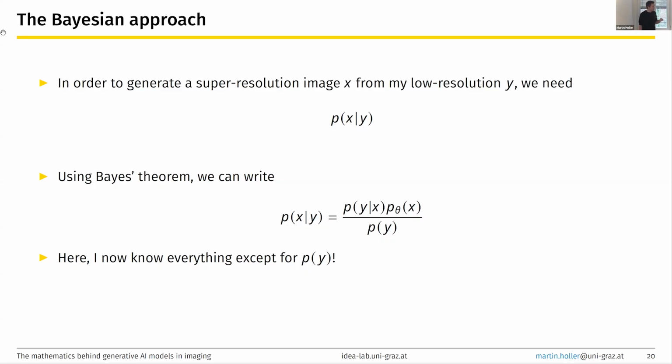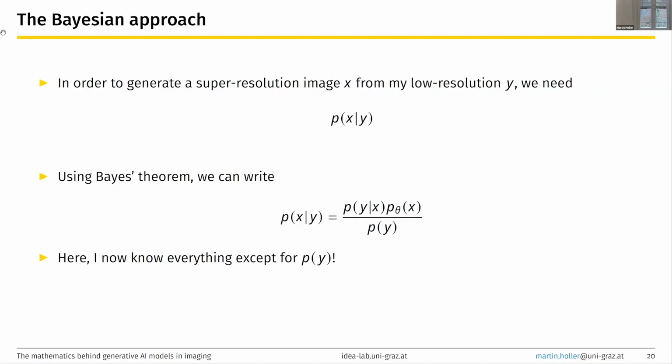And what we have on the left here, this is basically the answer to our question. Because this says, okay, if this is the low resolution image, I can describe the probability density of all possible high resolution images that fit to this low resolution measurement. And the nice thing is, using Bayes' theorem, we can transform this to the expression on the right. And here we know everything except for P of Y. We know this conditional probability because we know how we can go from high to low resolution, right? So this is just high if Y is a downsampled version of X and it's low otherwise.